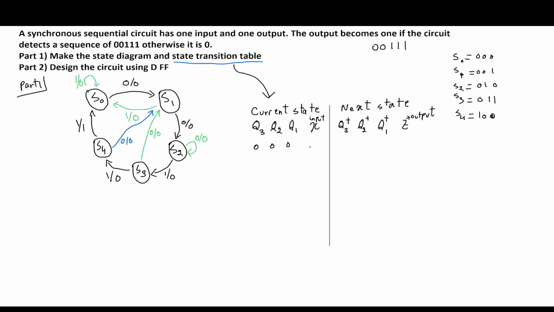The input at this state, we could enter 0 or we could enter 1. So that means we need to write it twice. So this is S0. Next, S1 is 0, 0, 1. Same idea. We write it twice because we want to see what happens if we enter 0 and what happens if we enter 1. So this is S1. So similarly for S2 and S3 and S4, S2 is 0, 1, 0.